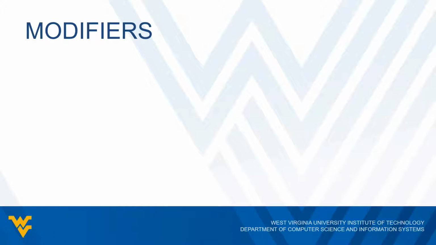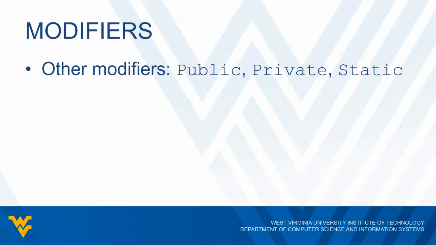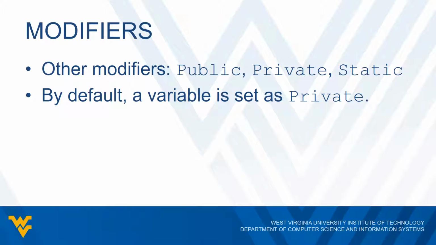But there are other modifiers that we can include in our declaration statements. We have things like public, private, and static. And these work pretty much the same as we've seen in Java. By default, a variable is always set as private. So if you wanted to change that, you would have to explicitly decide whether you want to make it public or static. But by default, all variables are private, so we don't have to say like dim private and so forth.